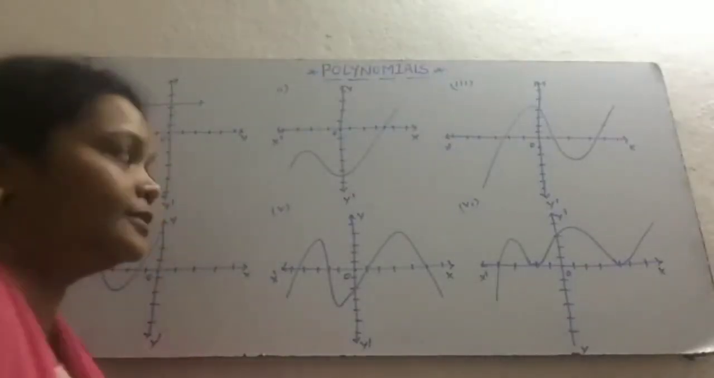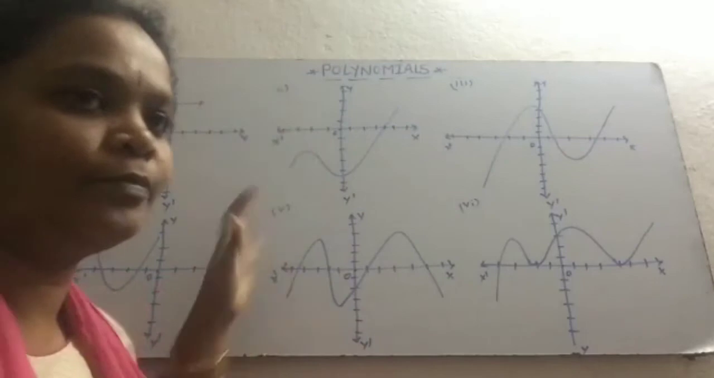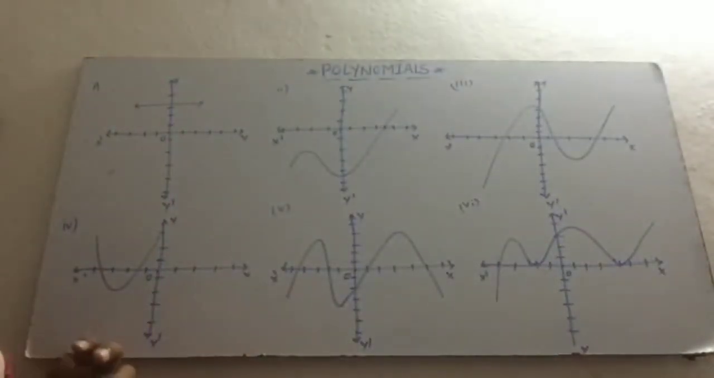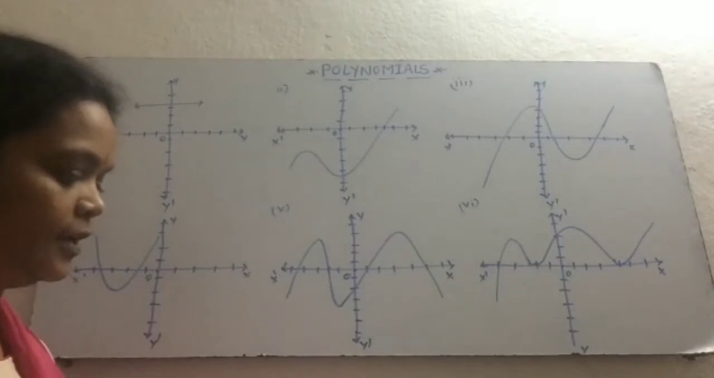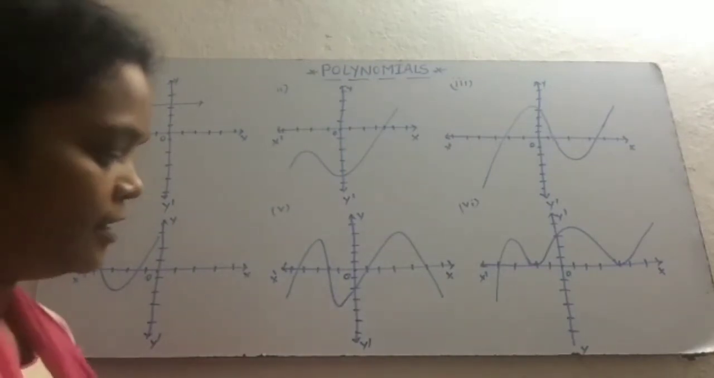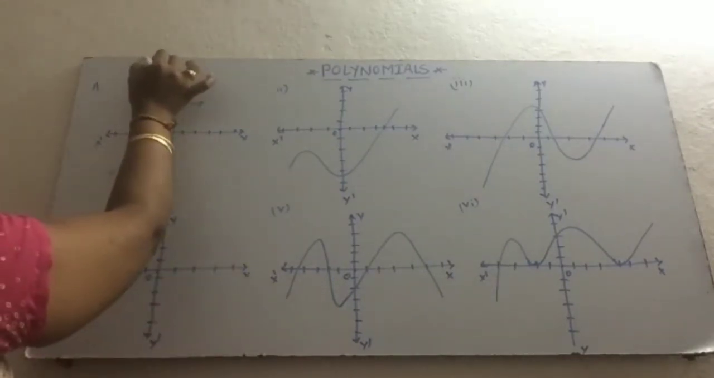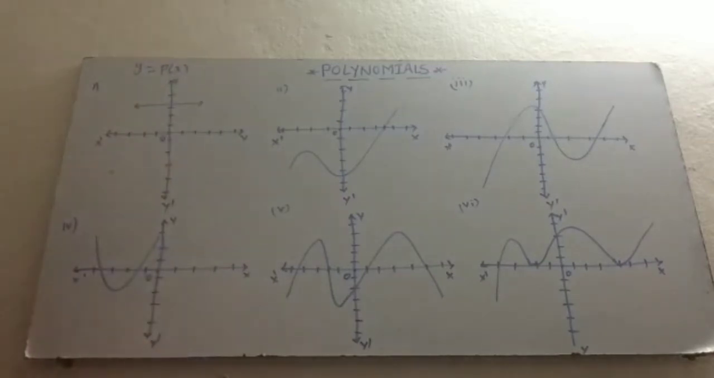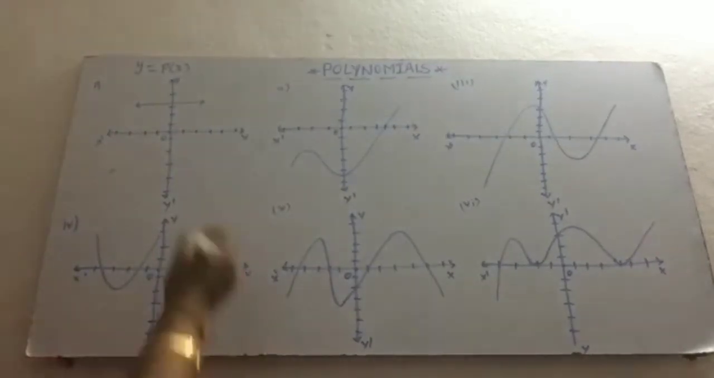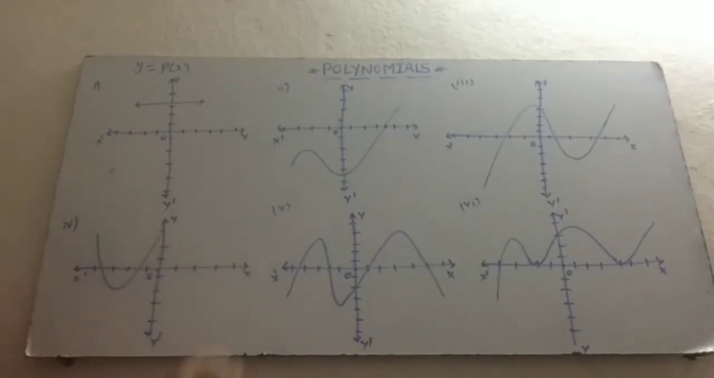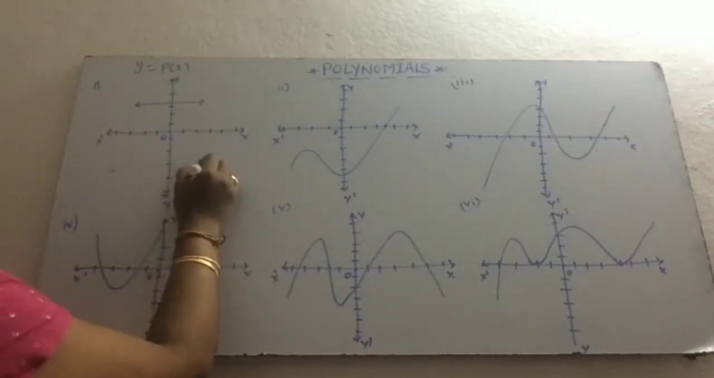So we will do some exercise problems in the graph. So first one, find the zeros of the polynomial of the graph y equal to p of x. From the first graph, we will observe it is not intersecting at any point on the x-axis. That's why here we have no zeros of the polynomial.